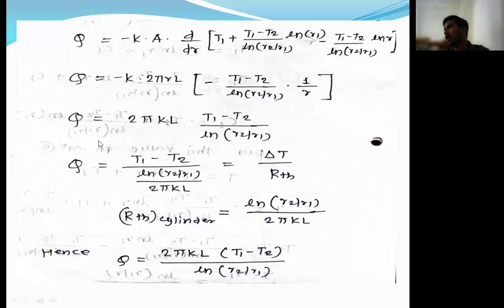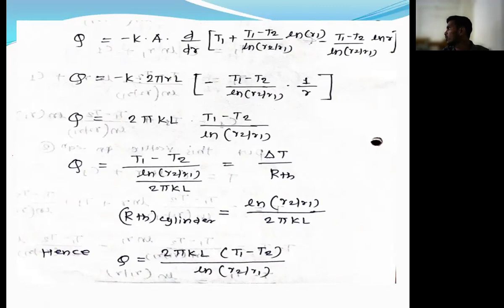Okay, so how to write this equation: this R and this R, what will happen? They will cancel. Okay, so what is the remaining equation? 2 pi KL. From this term we get 2 pi KL. The minus minus cancelled. 2 pi KL into T1 minus T2 divided by ln of R2 by R1. Did everyone understand? R and R have cancelled, and minus minus becomes plus. So therefore Q is equal to 2 pi KL T1 minus T2 divided by ln of R2 by R1. Okay, so this is the equation of the rate of heat flow through the cylinder.